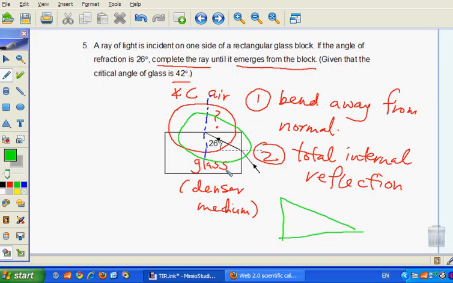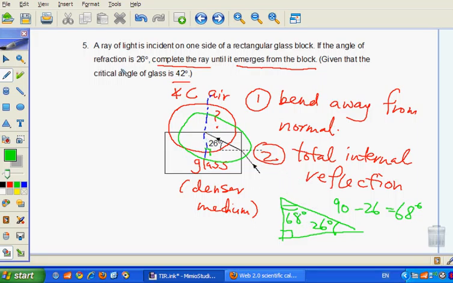Okay, so this is 90 degrees. This is 26 degrees. So this will be equivalent to 90 minus 26, since this is a right angle triangle. My answer is 68 degrees. So I can calculate that this angle to the normal, at this surface, is known as my angle of incidence. So the angle of incidence at this portion is 68 degrees.